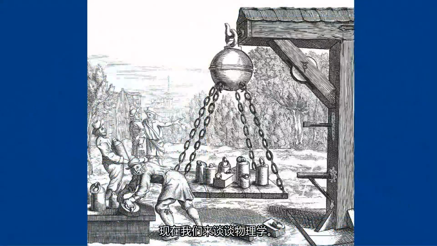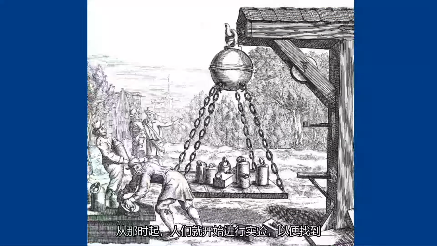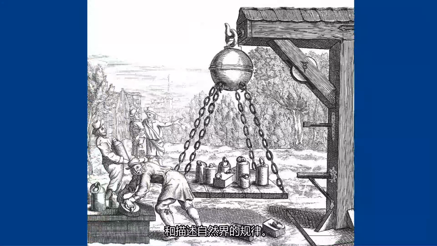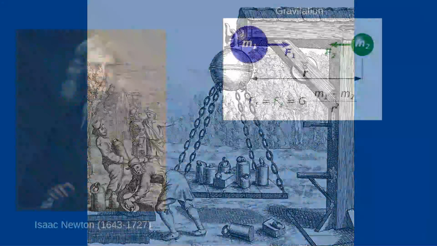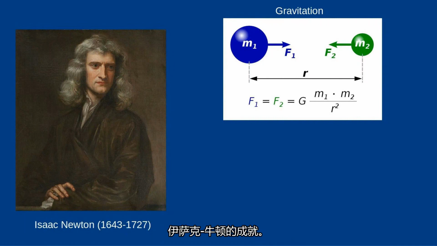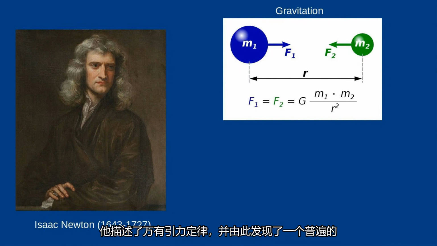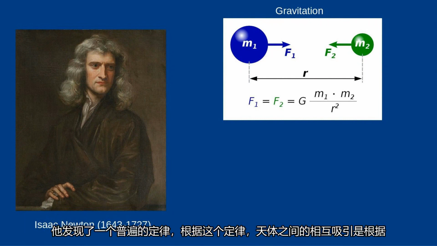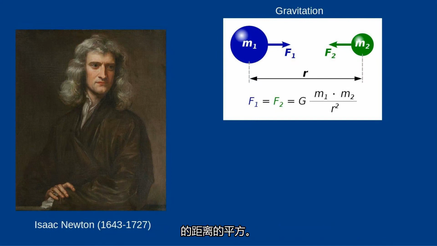Now let's turn to physics. Modern physics has developed since the Renaissance period. Since then, experiments have been carried out in order to find and describe the laws of nature. Until Einstein's time, the foundations of physics were determined by the achievements of Isaac Newton. He described the law of gravitation and thus found a universal law according to which celestial bodies attract each other according to the inverse square of the distance.